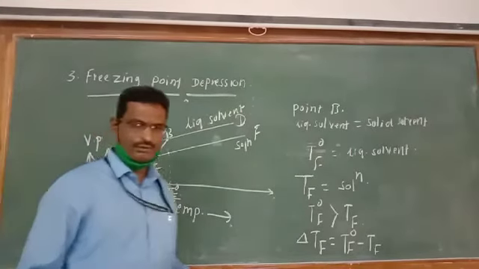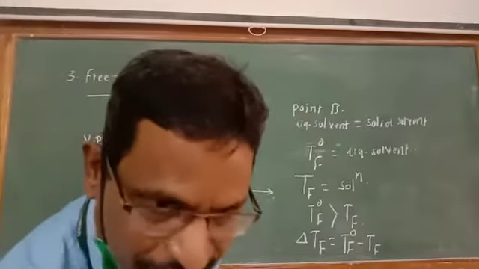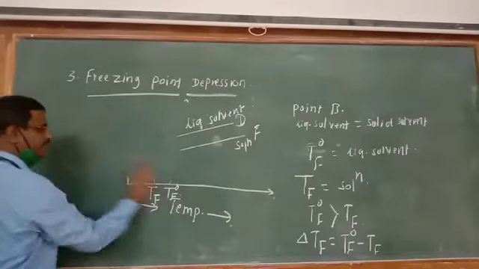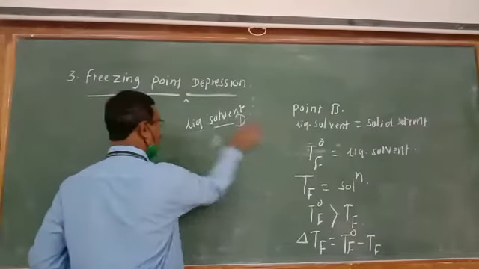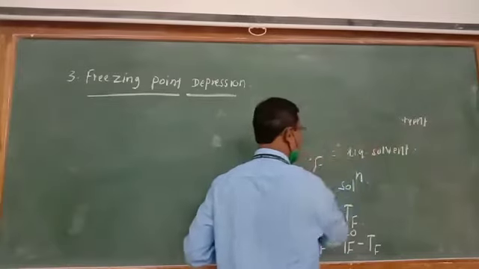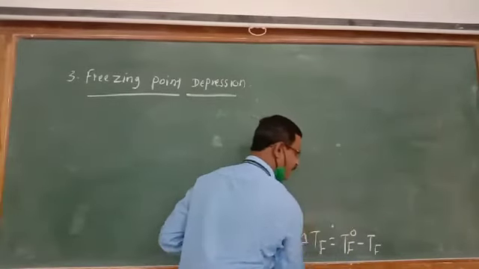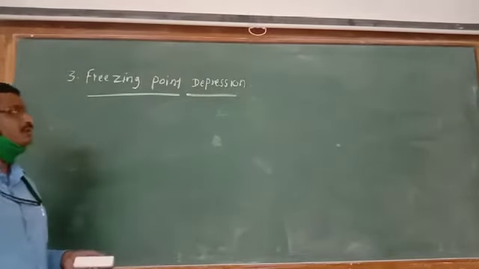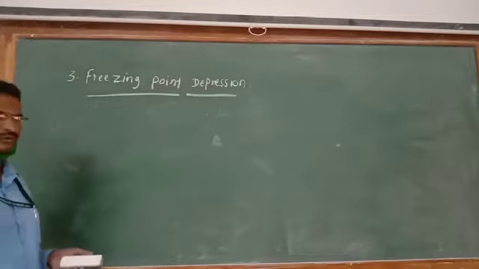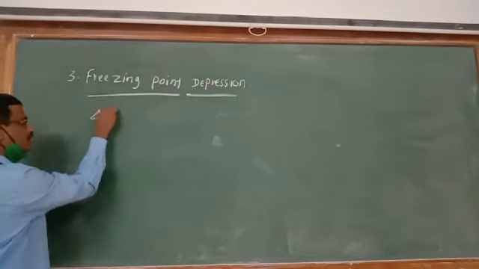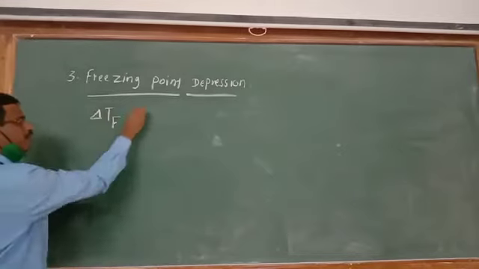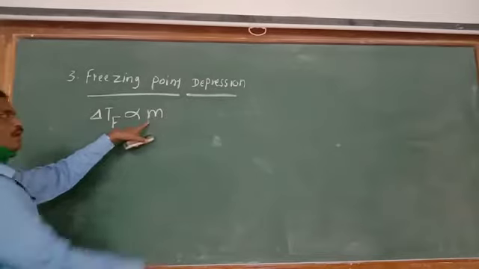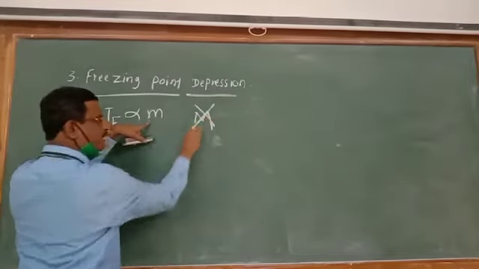Now, how to calculate the molar mass of a non-volatile, non-electrolyte solute? Here, same as that of the elevation of boiling point, the same expression with no change at all is used. An exactly parallel expression is there to determine the molar mass of a non-volatile non-electrolyte solute. It is observed that delta TF, the depression of freezing point, is directly proportional to m. I am writing small m, not a capital M.